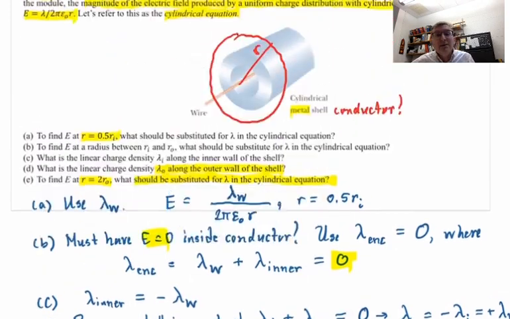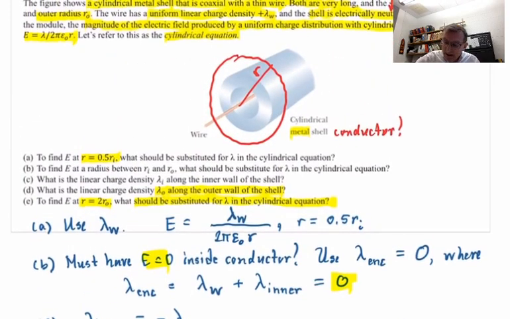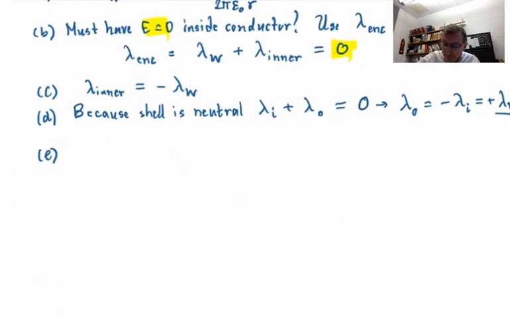So let's see where the lambdas are inside the Gaussian surface now. Again, imagine that it's shaped like a cylinder that goes down this way, distance h. Where's their linear charge density inside there? There's the wire, lambda w. There's the induced linear charge density on the inner surface, lambda inner, or I. And there's the induced charge density on the outer surface, lambda outer, lambda O.